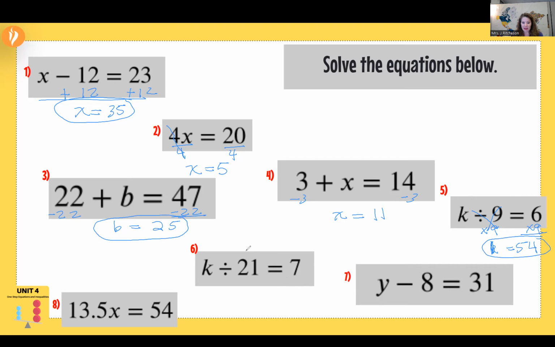Number 6, k divided by 21. The opposite of that is to multiply by 21. So our 21s will cancel. K is equal to, what would that be, 147? Number 7, how do you get rid of minus 8? You would add 8 to both sides. So y is equal to 39. And then number 8, the opposite of times 13.5, we're going to divide by 13.5. And what is our variable equal to? That would be 4. So x is equal to 4.